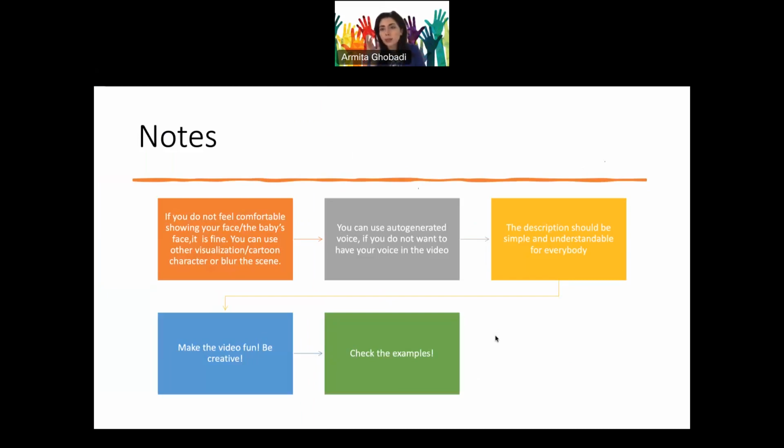So here is a wrap up about what you need to do. If you do not feel comfortable showing your face or the baby's face, it is fine. You can use some sort of visualization or cartoon character from outside, or just blur the scene, or hide the baby's face. Just put the baby's hands in your video. That's totally fine. If you don't feel comfortable using your own voice, you can use an auto-generated voice. That's totally fine with me.